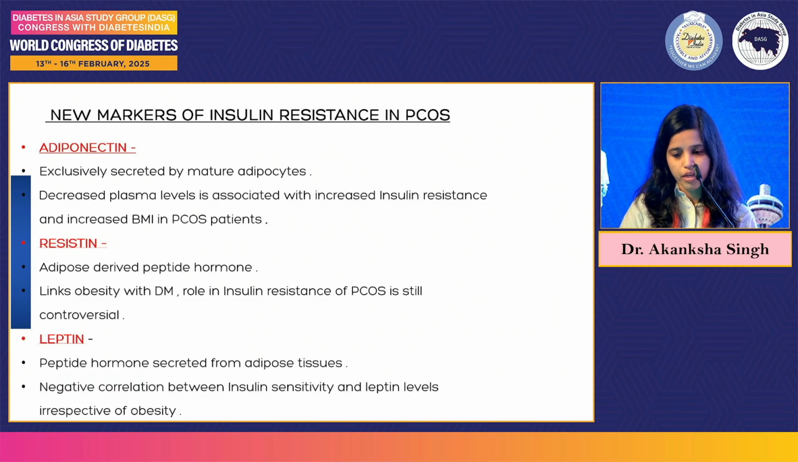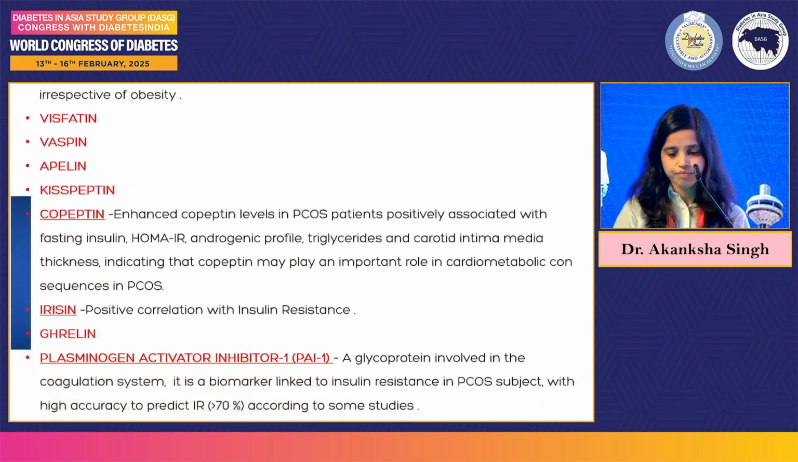First is adiponectin, which is secreted by the mature adipocytes. Decreased plasma levels are associated with increased insulin resistance and increased BMI in PCOS patients. Resistin is also secreted by adipose tissue. It links obesity with diabetes, but its role in insulin resistance of PCOS is still controversial. Another one is leptin. Leptin is also secreted by adipose tissue. A negative correlation is there between insulin sensitivity and leptin levels.